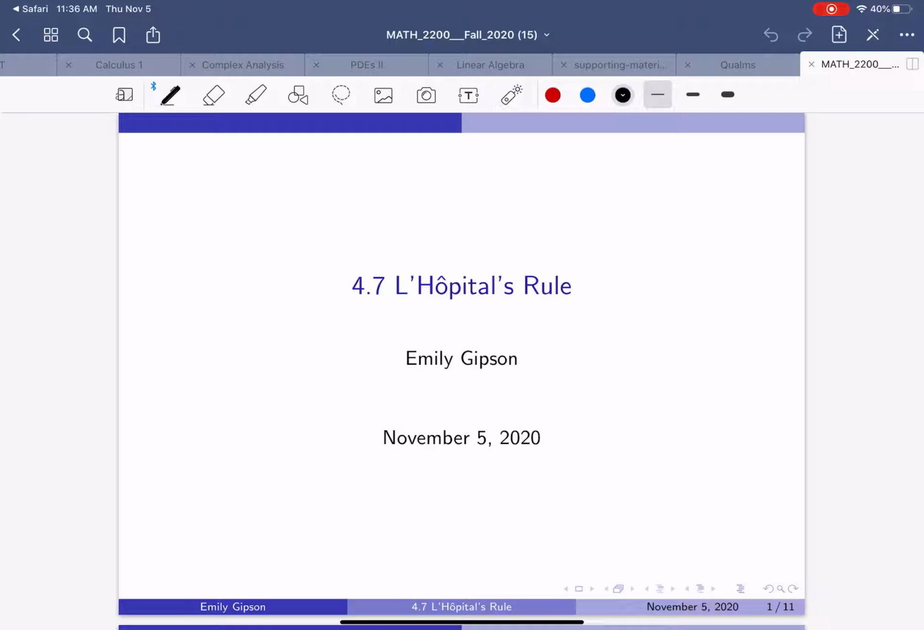Good morning. Today we're going to talk about section 4.7, L'Hôpital's rule. And this might be your first foray into the French language. But this little H-O with a hat combination makes the hard O sound. So this is pronounced L'Hôpital. Not La Hospitals, not L'Hôpital, but just L'Hôpital. And we're going to talk about his rule and what's going on with that.